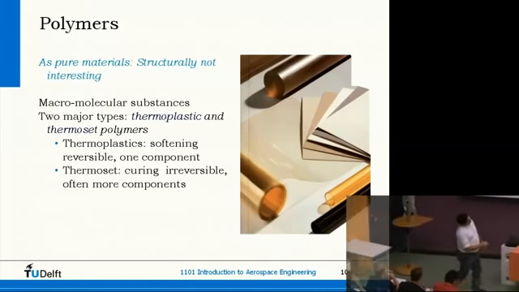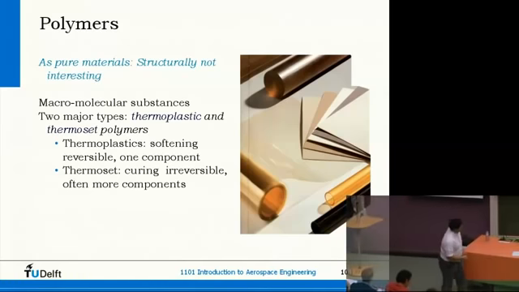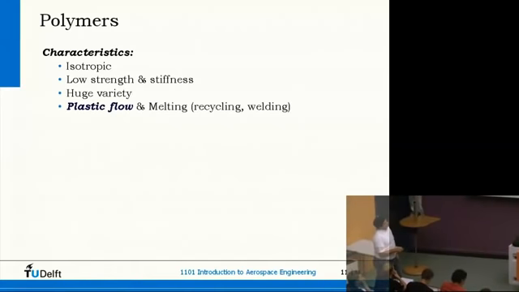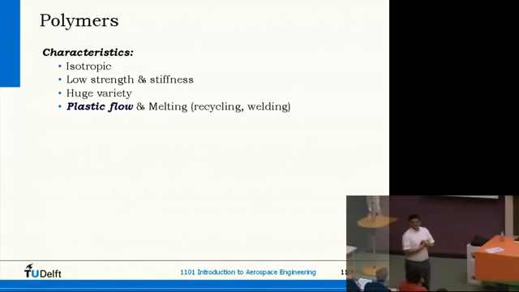Here you see some foil and some materials made from thermoplastic and thermoset materials. Again, polymers are isotropic, but they have a very low strength and stiffness. And therefore we don't use them unreinforced. Pure polymers are not useful for structures.